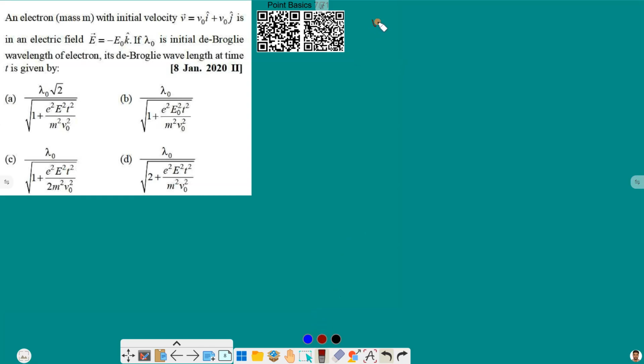So the initial velocity is v naught i plus v naught j, and here there is an electric field, and it acts on the electron. So the force acting on the electron will be minus e times the electric field, that is minus e E naught k. So here the force is along the k direction. So from that, the acceleration will also be e E naught by m along the k direction.